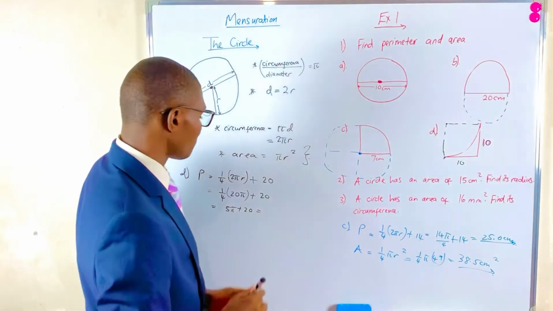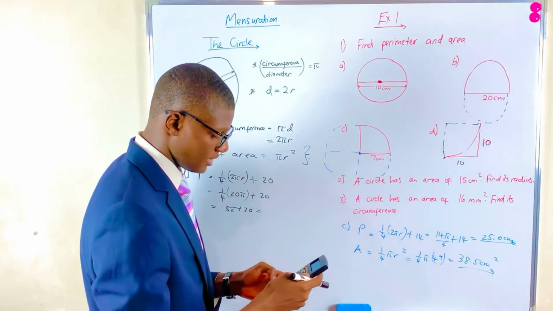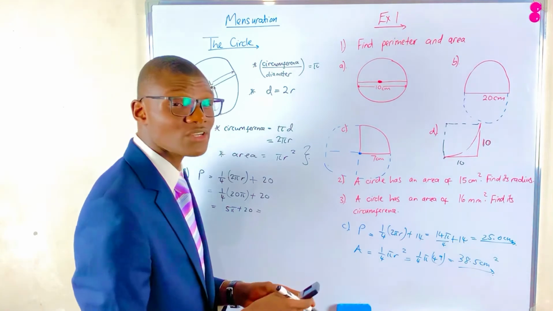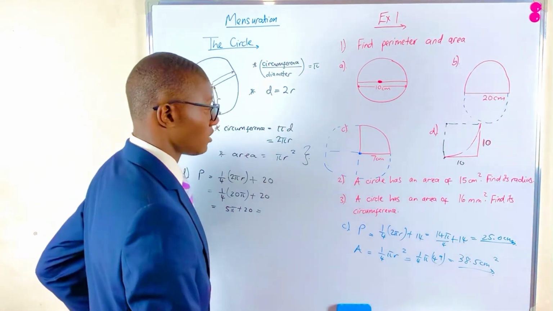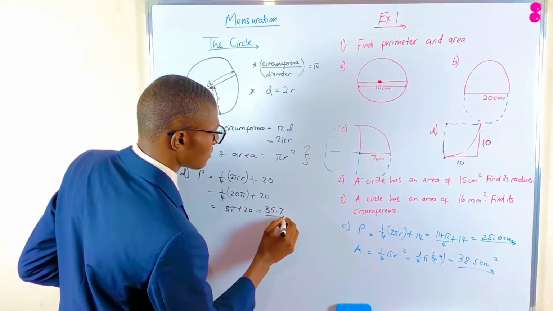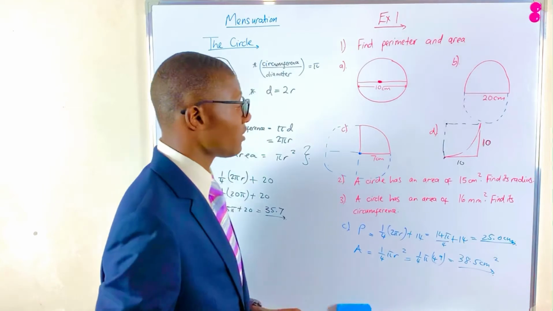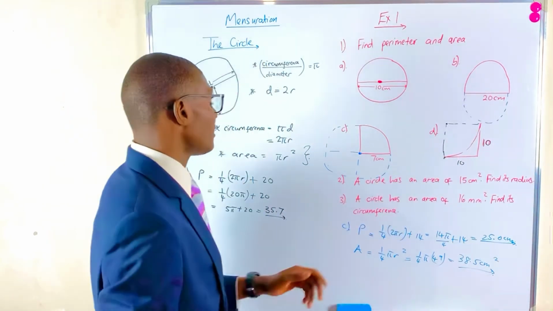And we can simply punch this in the calculator. 5 pi plus 20. And we get a result of 35.7. So 35.7 units would be the perimeter for this shape, right? The one in red.